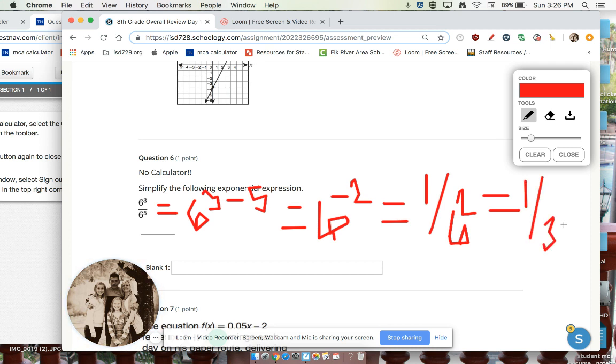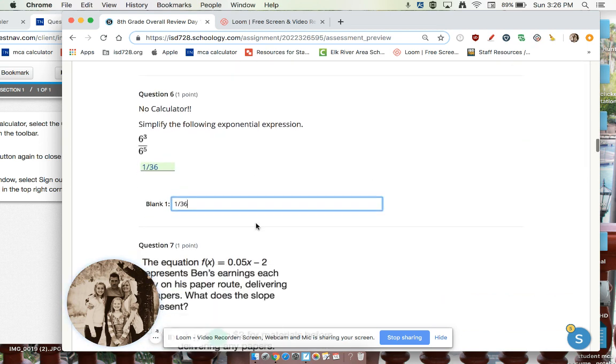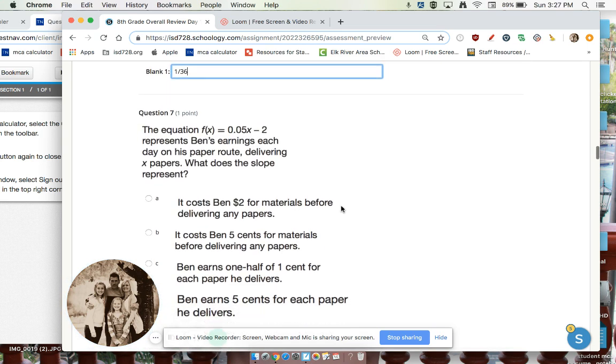Let's see if I can write this good. I'm sorry that my writing is so hard. Again, writing with a trackpad is no fun. So 1 over 36. I think I did tell Schoology that you could put 1 over 6 to the squared power. But if we can simplify fully, that's always the best.